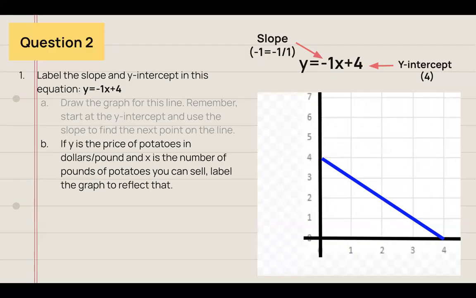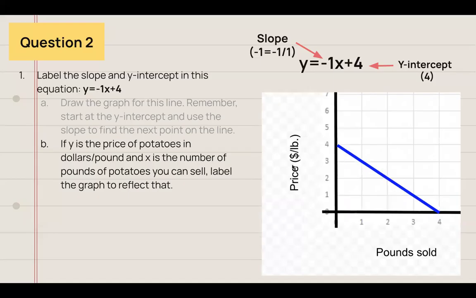Now the next part of the question asks you to label your graph. And we're saying that Y is the price of potatoes in dollars per pound, and X is the number of pounds of potatoes you can sell, the quantity. So we'll label our graph to reflect that. We have price in dollars per pound here on the y-axis, and our pounds sold, our quantity, on the x-axis.